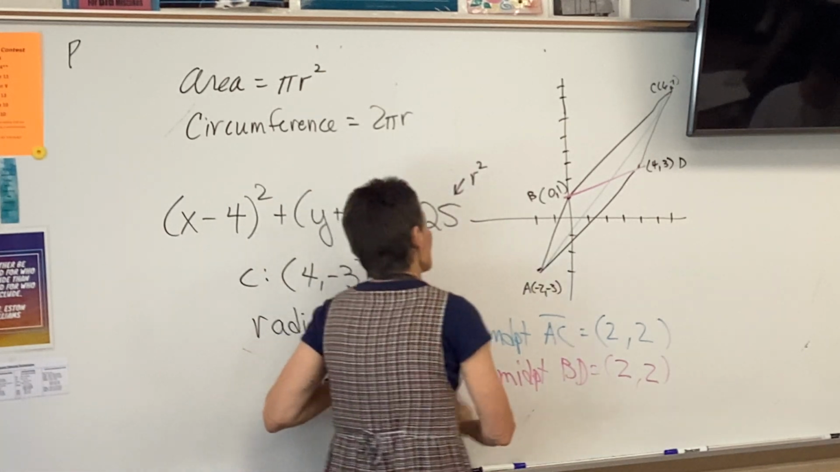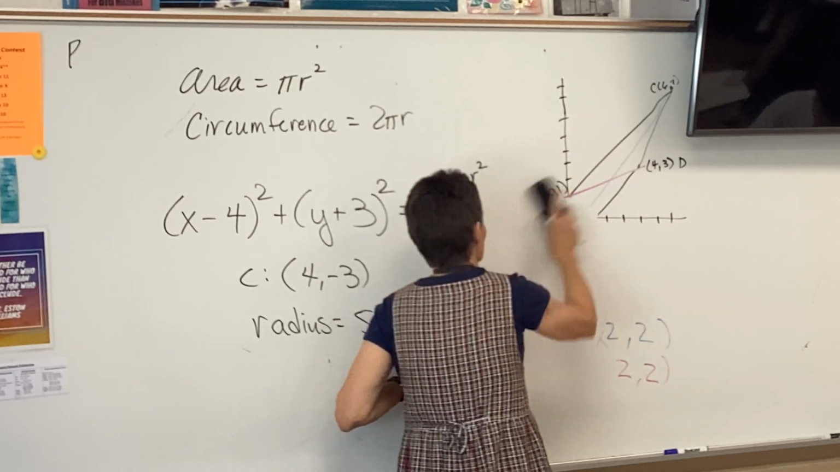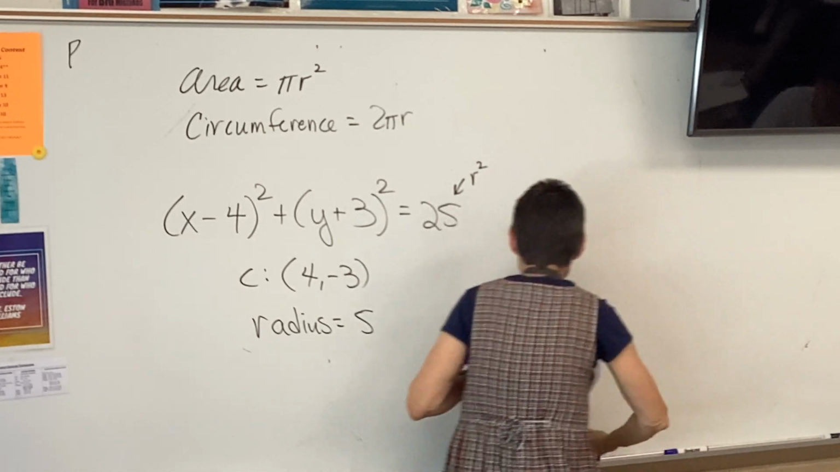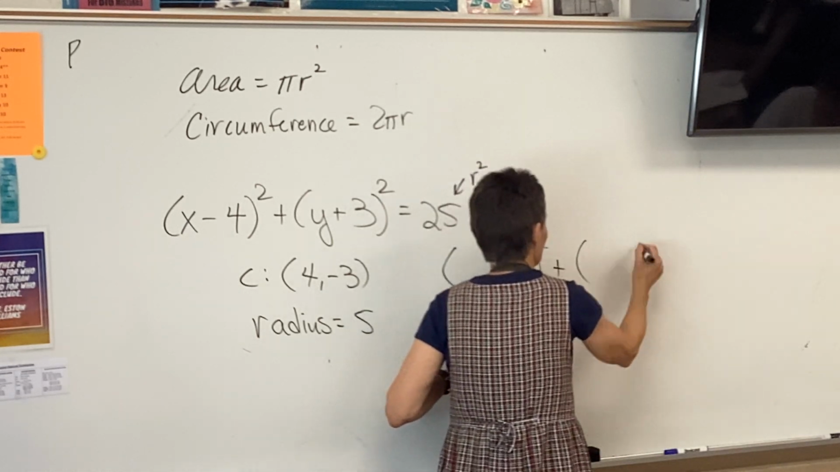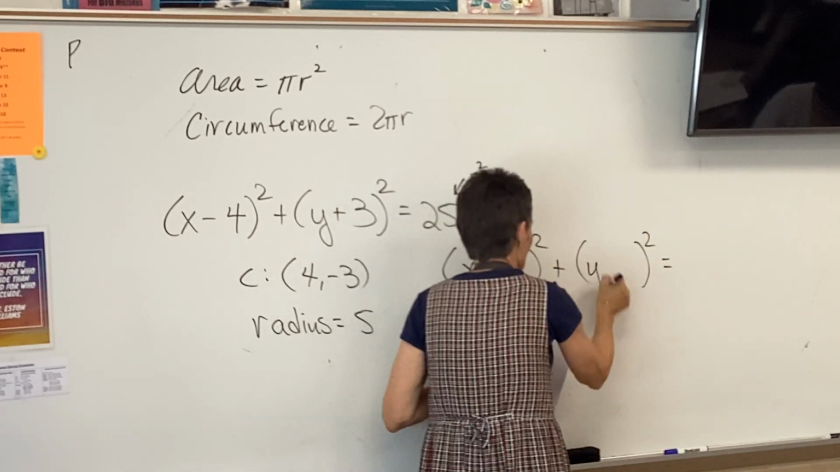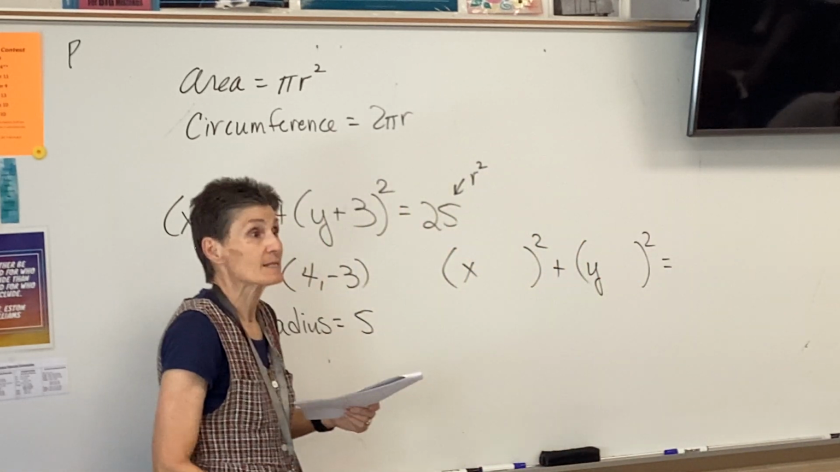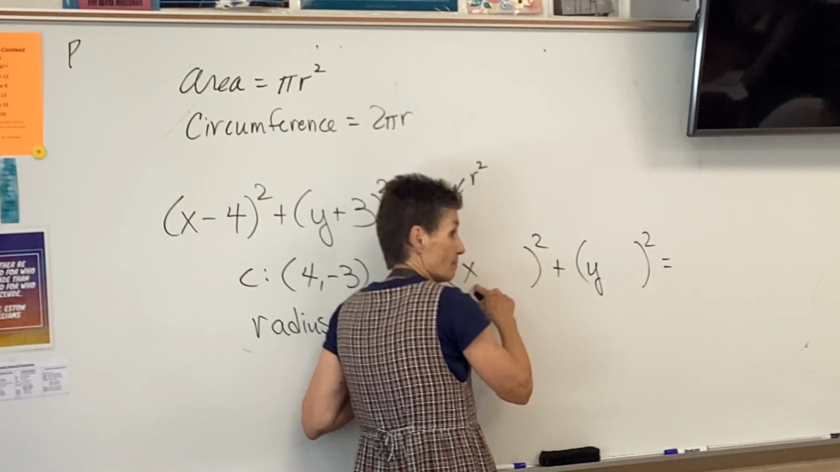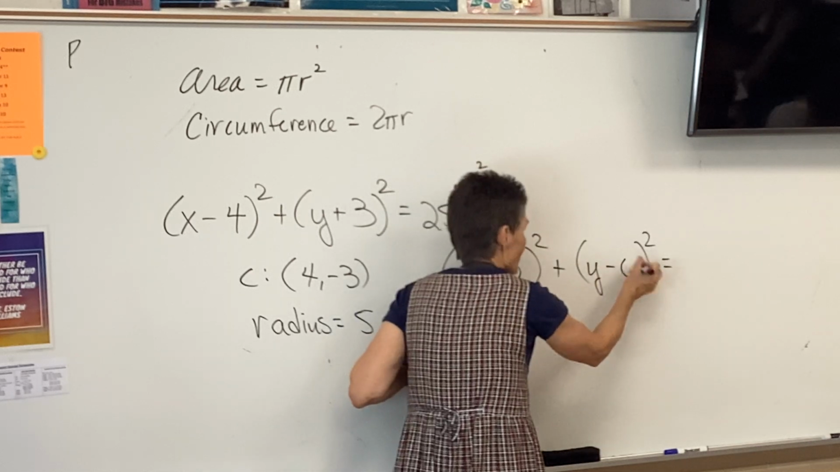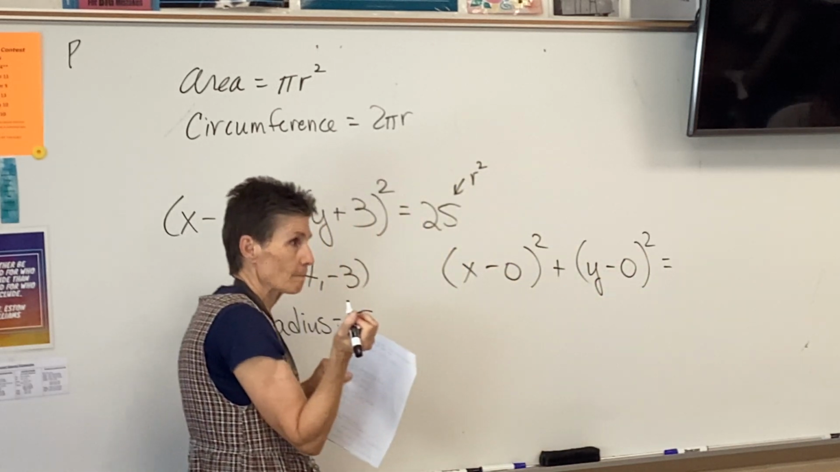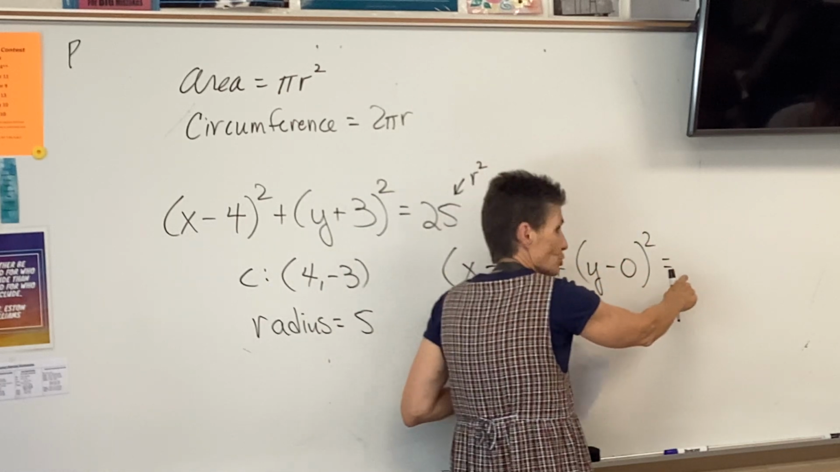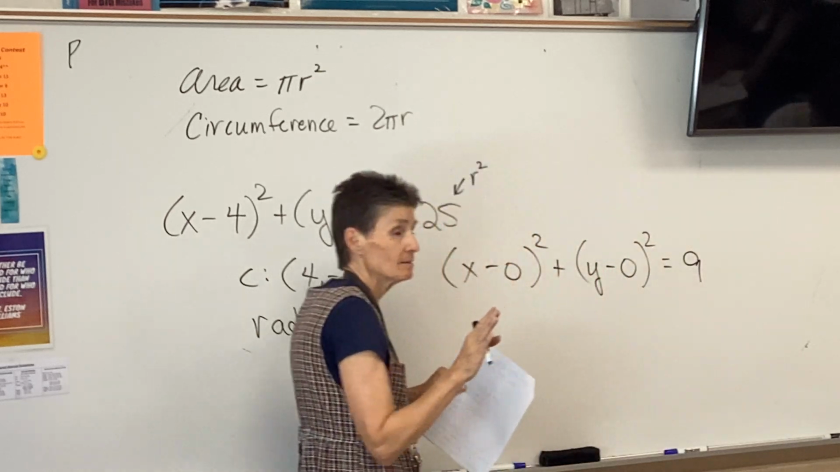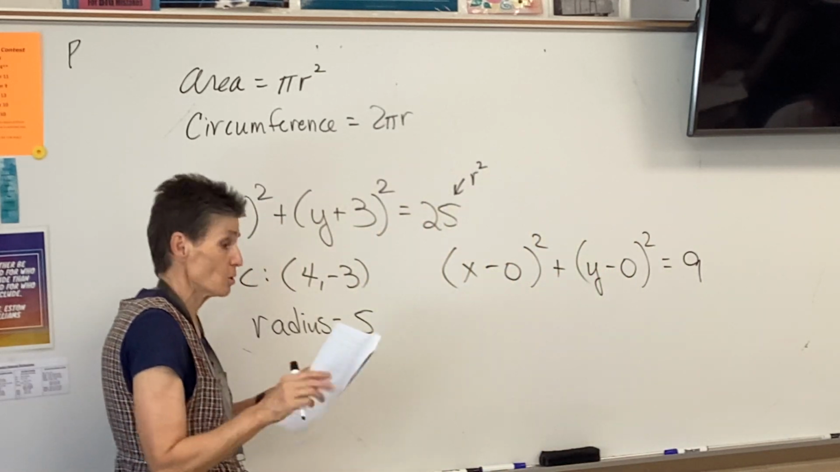So, could you work that backwards for problem 8a? Could you tell me what the equation of the circle would be? If the center is (0, 0), then what am I going to have here? x minus 0, y minus 0. And if the radius is 3, what am I going to have here? 9. That's it, it's that easy. Circles are our favorites, they're so easy.